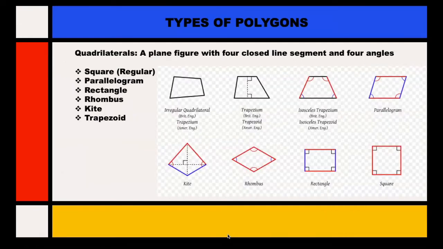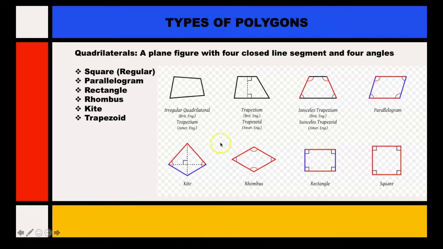Other types of polygons are quadrilaterals. A figure that has 4 closed line segments and 4 angles is called a quadrilateral. In our quadrilateral family, we have several other components that fall under the name quadrilateral, and these are some. We have a square, a parallelogram, a rectangle, a rhombus, a kite, and a trapezoid.